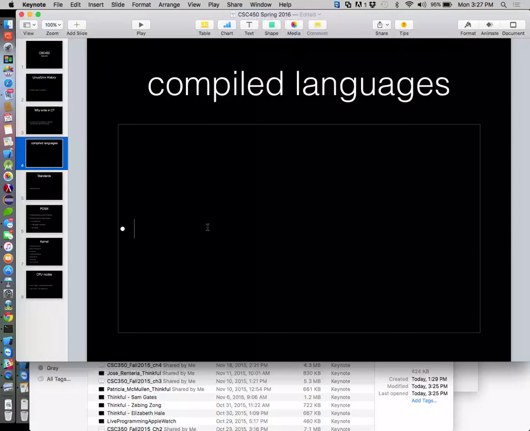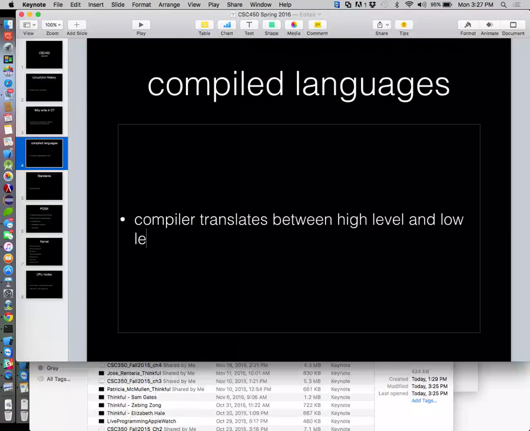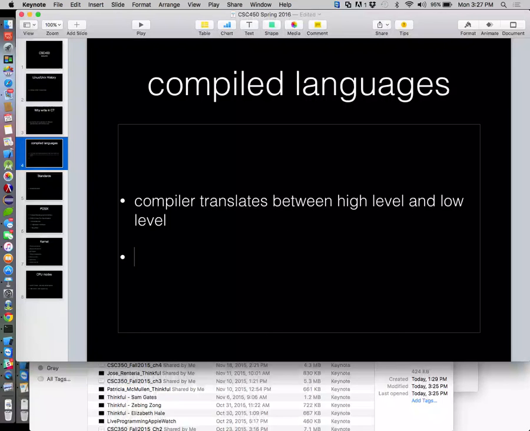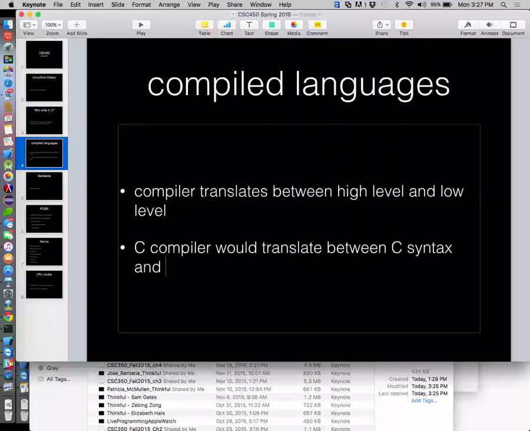So compiled languages, a compiler translates between high level and low level. So another way we can say that is a C compiler would translate between C syntax and native assembly.